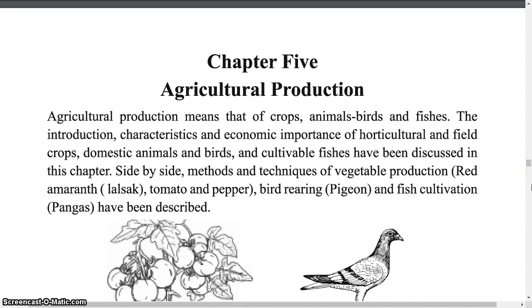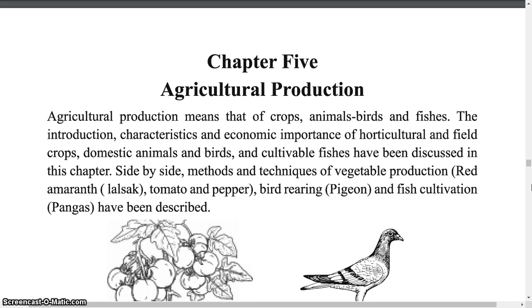Dear students of class 6, today I am going to start chapter 5, Agricultural Production. This chapter 5 is under the 4th monthly exam syllabus. So you should attentively follow this class. The title of this chapter is Agricultural Production.